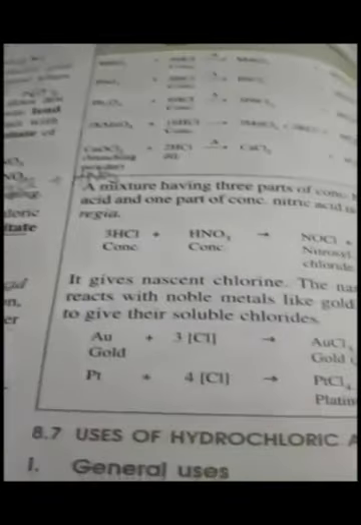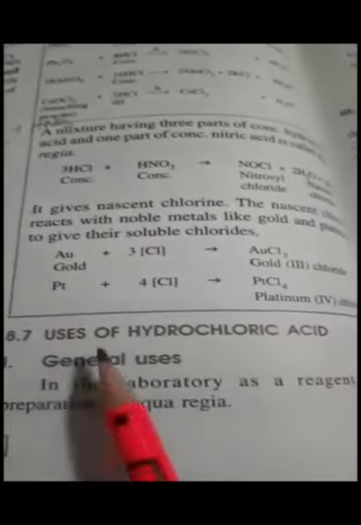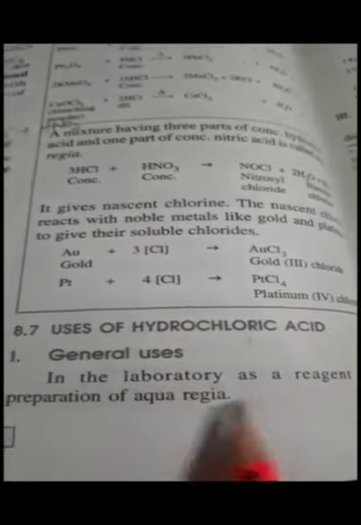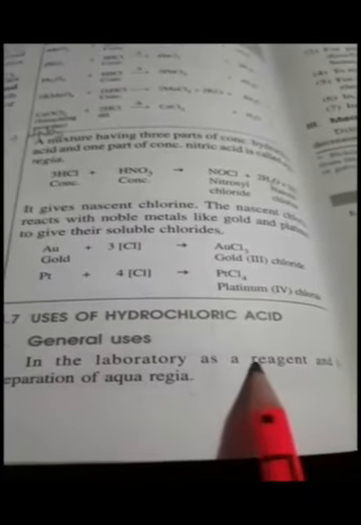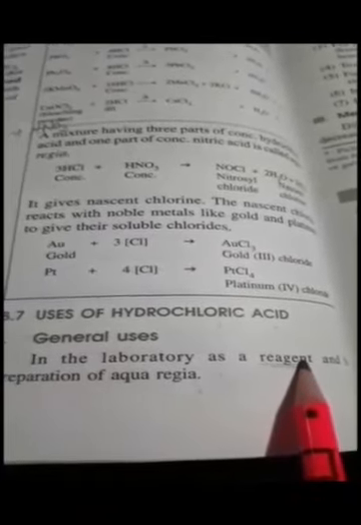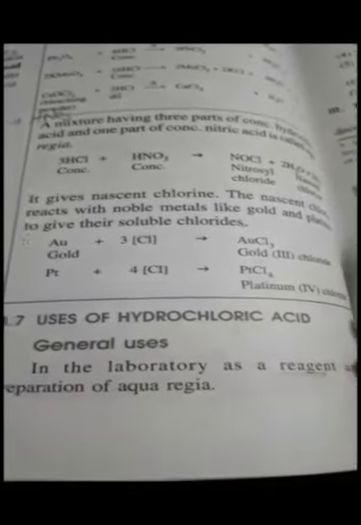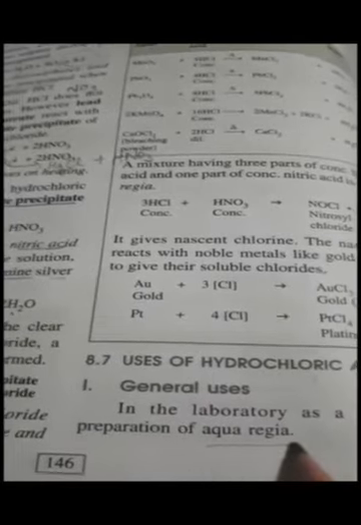Next is uses of hydrochloric acid. General uses. In the laboratory, we use it as a reagent. It reacts with bases and other salts, metals, and is also used for the preparation of aqua regia.